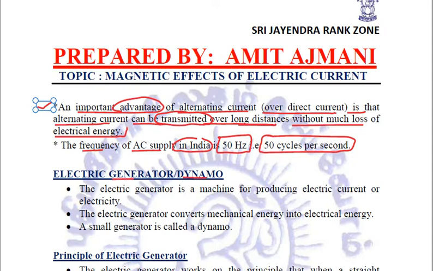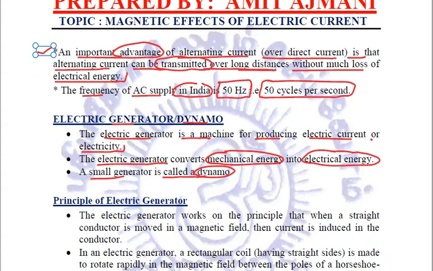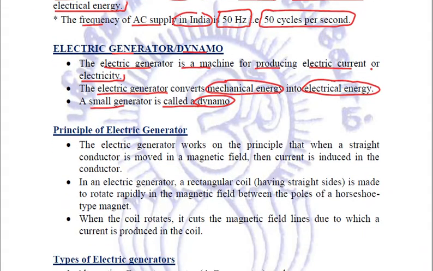What is an electric generator? The electric generator is a machine for producing electric current or electricity. This electric generator is a device which converts mechanical energy into electrical energy. And a small generator is called a dynamo. What is the principle on which an electric generator works? Let us try to understand.